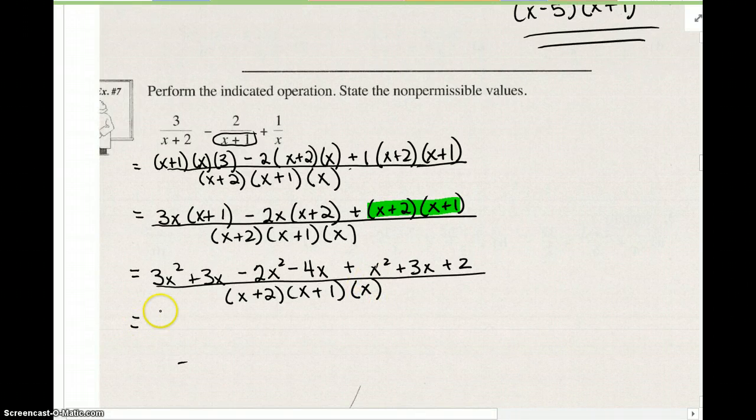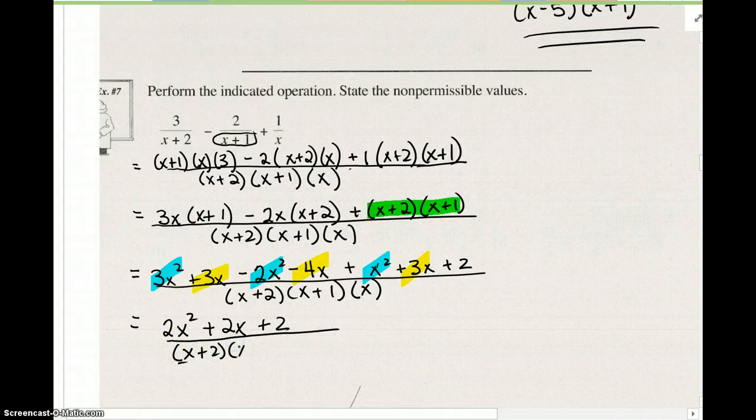Next step will be to collect all of my like terms. So here's what I've got. I have a 3x squared, and I have an x squared, and I have a negative 2x squared. So I have 3 of those. That will give me a 2x squared. The next bit would be, I'm going to use a different color, a yellow. I'm going to grab my x's. I have a 3x minus a 4x plus a 3x, and that gives me a plus 2x. And the last one will be just the 2 all by itself, all over the x plus 2, x plus 1, and the x.